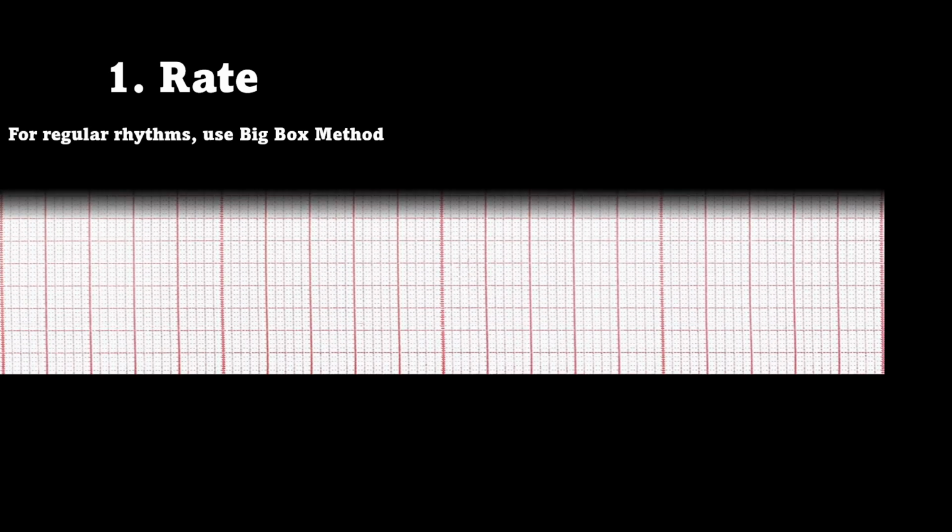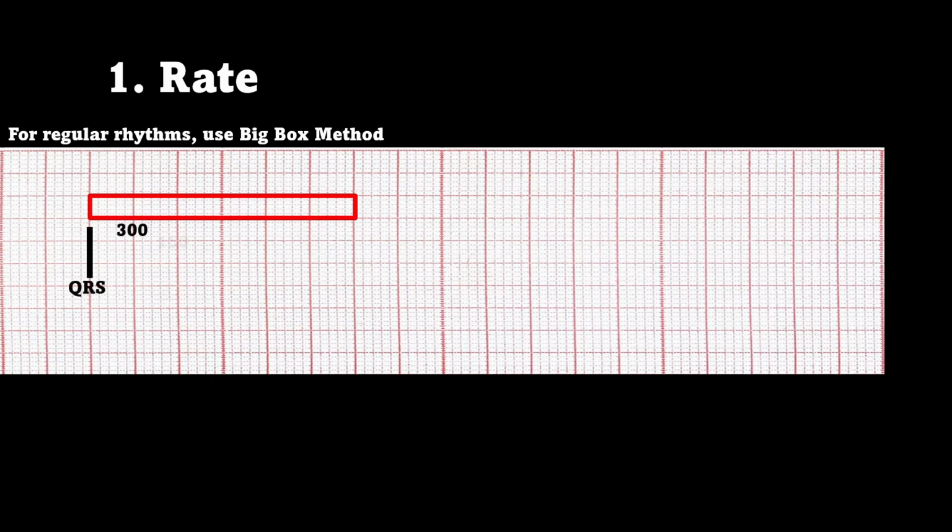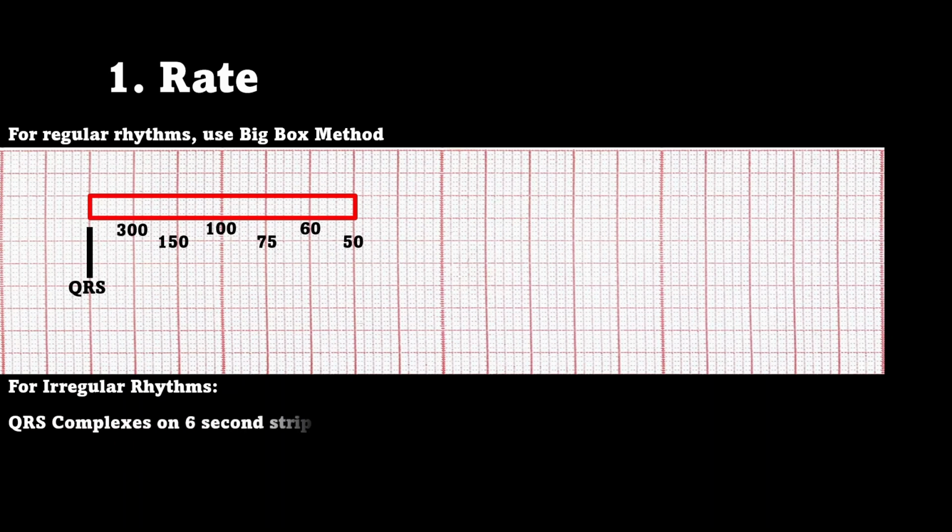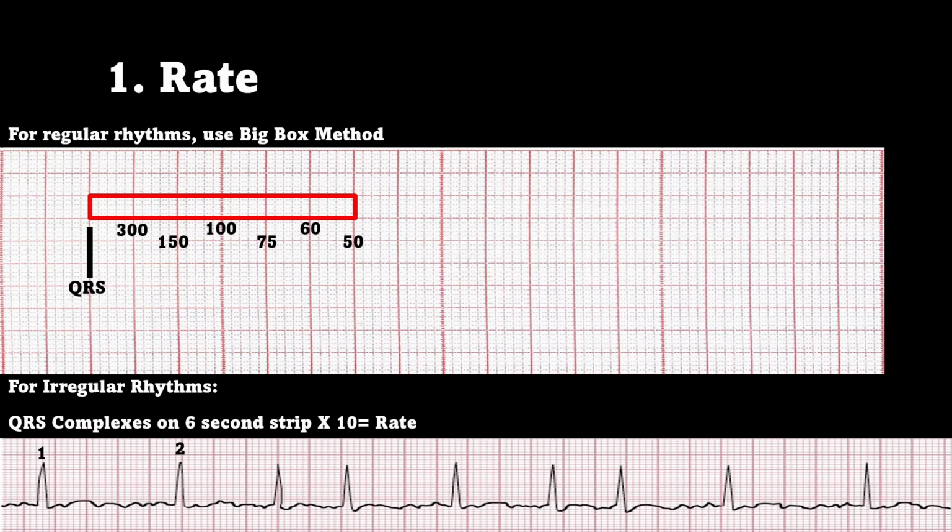So first off, rate. For your regular rhythms, you want to use your big box method, which you can see here. You find your QRS on a big line, and you're trying to find the next QRS. If it's one big box away, it's going to be around 300. 2 boxes away, 150. 3 boxes away, it's going to be 100 beats per minute, and so on. For your irregular rhythms, or if you want to get an exact rate, look at a 6-second strip and count the QRS complexes on it, and times it by 10 to obtain your rate. So this one, there's 9 QRS complexes in your AFib. Times it by 10, you got your rate of 90.